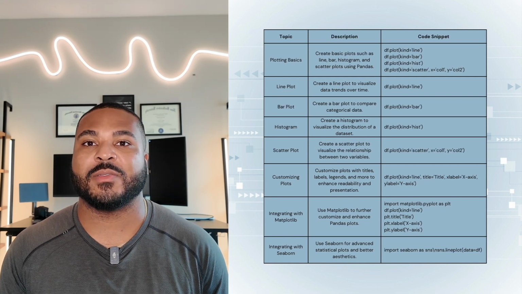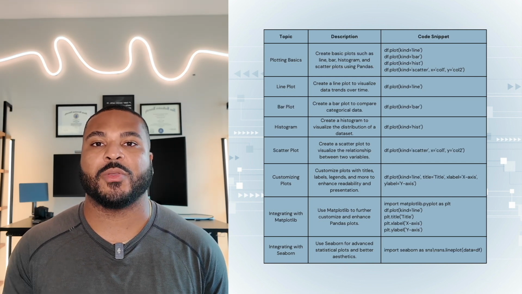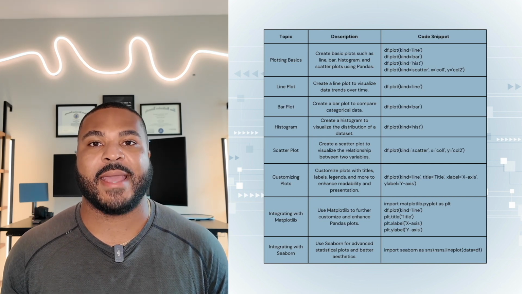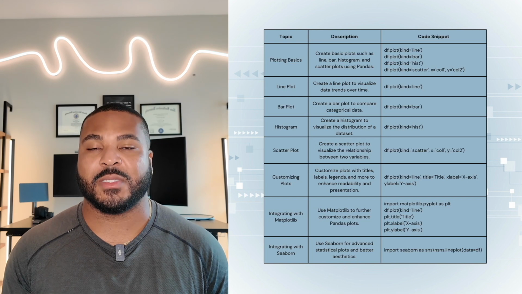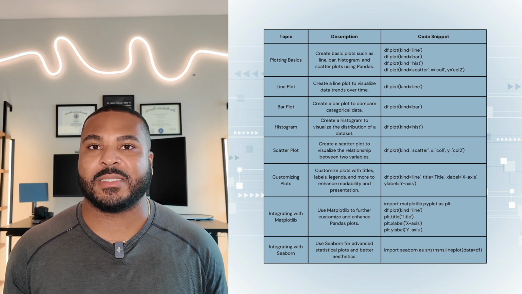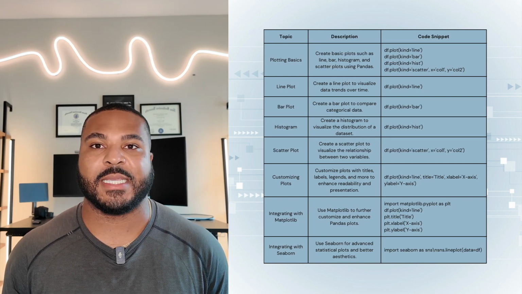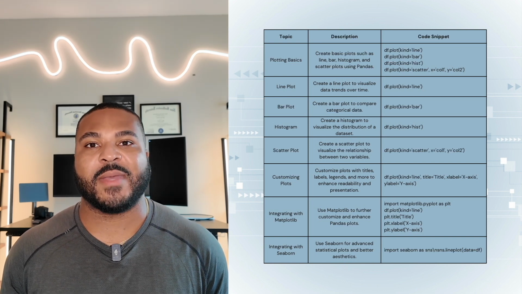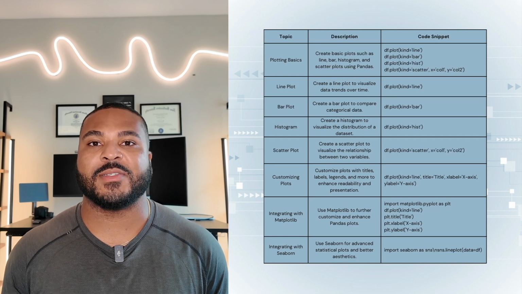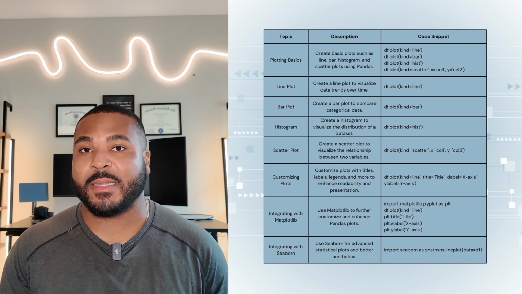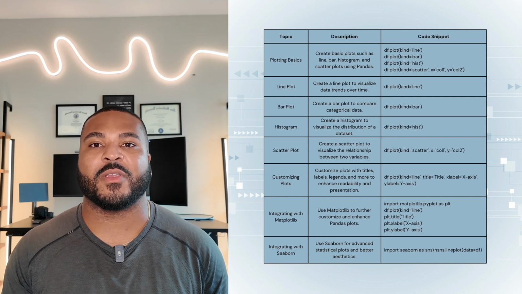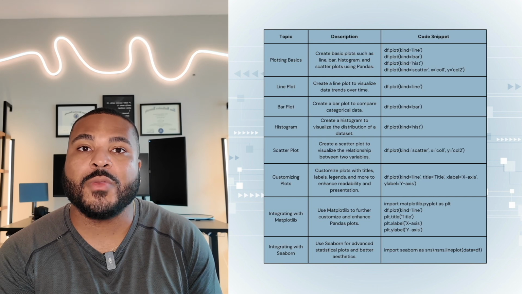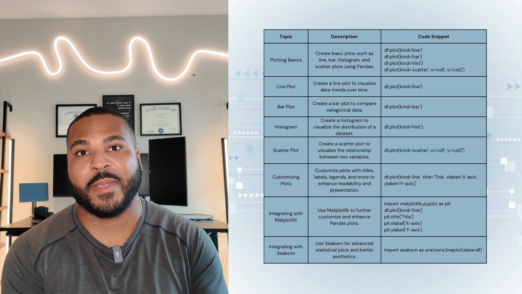A scatter plot is used to visualize the relationship between two variables. Each point on the plot represents an observation, with the X and Y coordinates indicating the values of the two variables. So you can customize your plots to enhance their readability and presentation. This includes adding titles, labels, and legends. You can also customize the style and appearance of your plots using matplotlib functions. Matplotlib is a comprehensive library for creating static, animated, and interactive visualizations in Python. You can use matplotlib to further customize the Pandas plots.